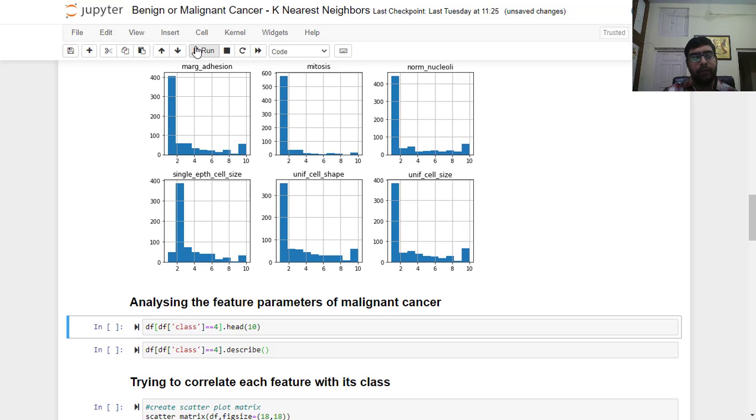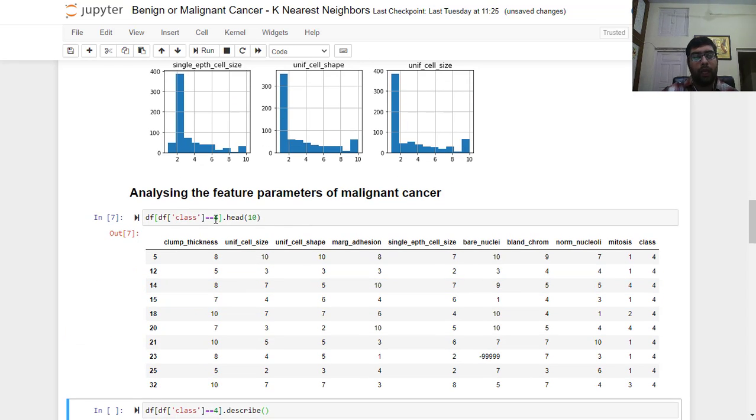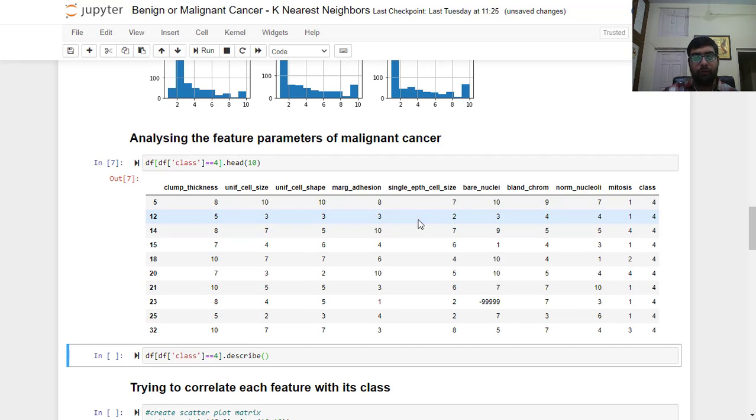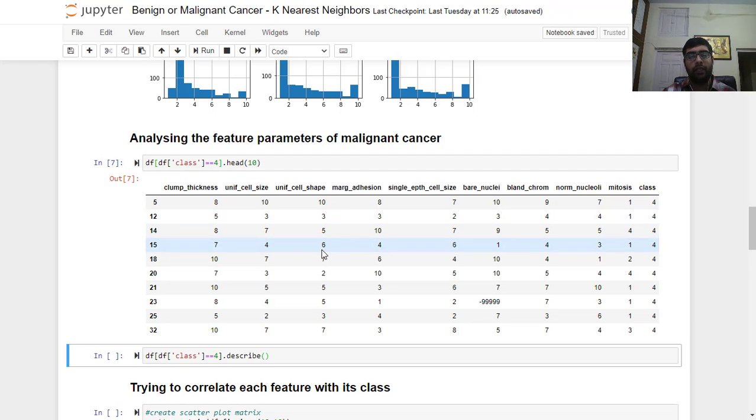Let's analyze more and see, for the class having 4, what their features are. We have taken the first 10 samples of those people suffering from malignant cancer and are figuring out their features. We can see that all these features are mostly on the higher scale, close to 10. This might be the reason: if many of the features are on the higher side, that can cause malignant cancer. So we have some insights on our data.